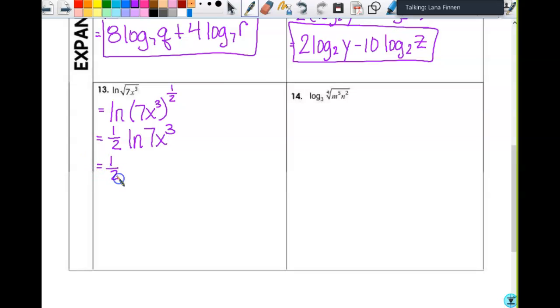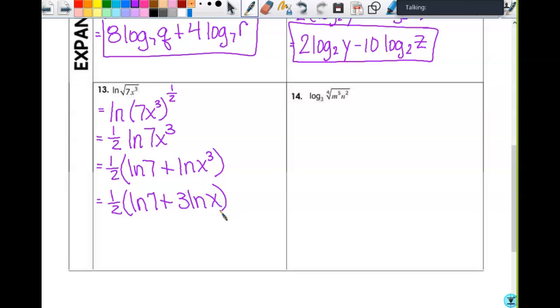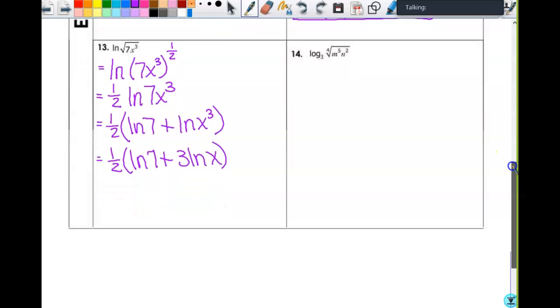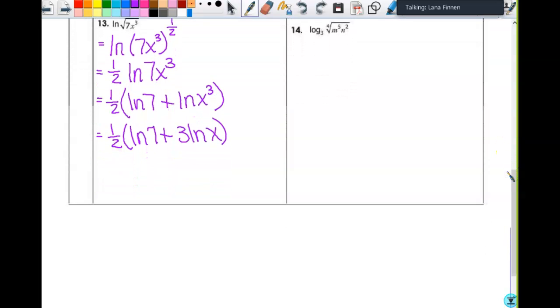Then I need parentheses when I expand. Natural log of 7 plus natural log of x cubed, and rewrite the first part. And then I can bring the 3 out front, so 3 times the natural log of x. Then I finish it up by distributing. So I get 1/2 times the natural log of 7 plus 3/2 times the natural log of x.